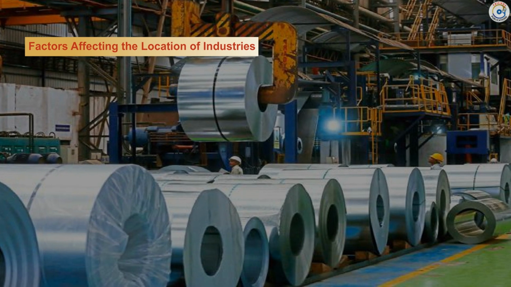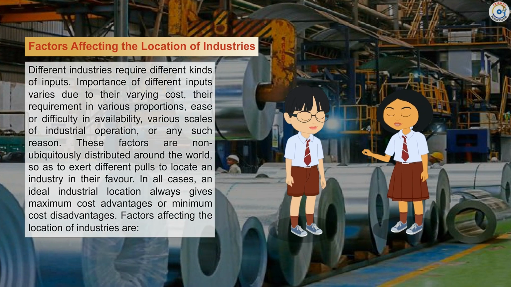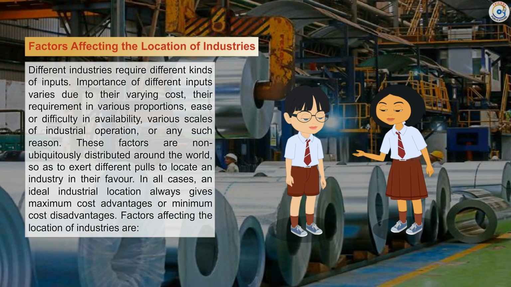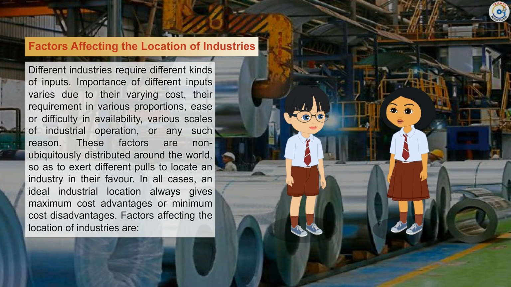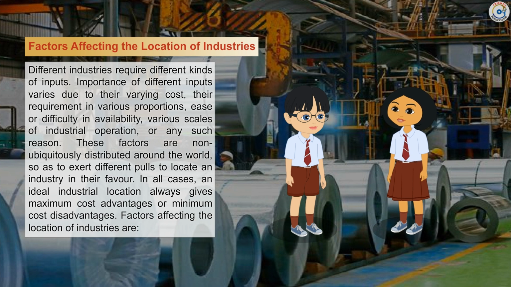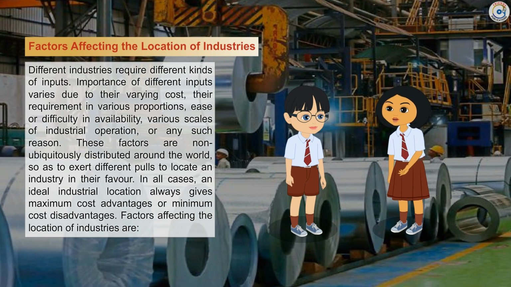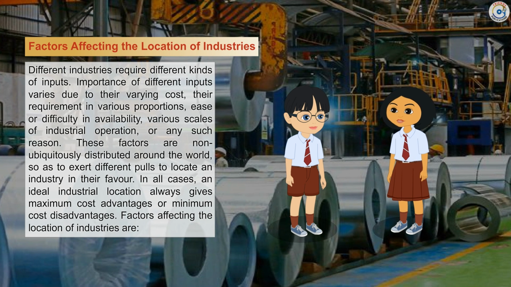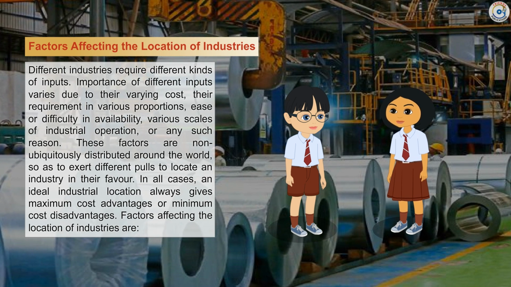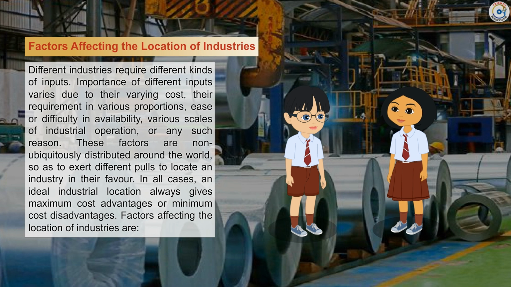Factors affecting the location of industries. Different industries require different kinds of inputs. The importance of different inputs varies due to their varying cost, their requirement in various proportions, ease or difficulty in availability, various scales of industrial operation, or any such reason.